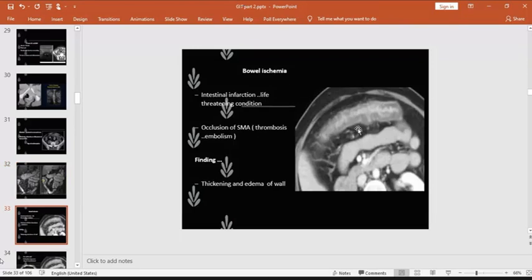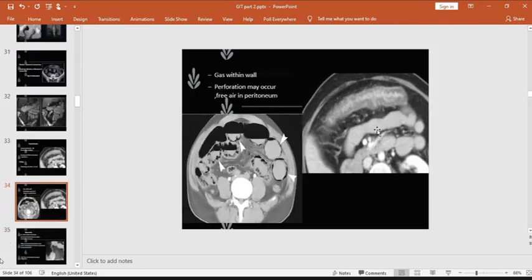Also, another case related to the small bowel indicating bowel ischemia. Intestinal infarction is considered a life-threatening condition as a result of occlusion of the superior mesenteric artery, whatever the cause. The finding is usually thickening and edema of the wall. This is the lumen, and this is the wall. All of the wall shows increased wall thickness.